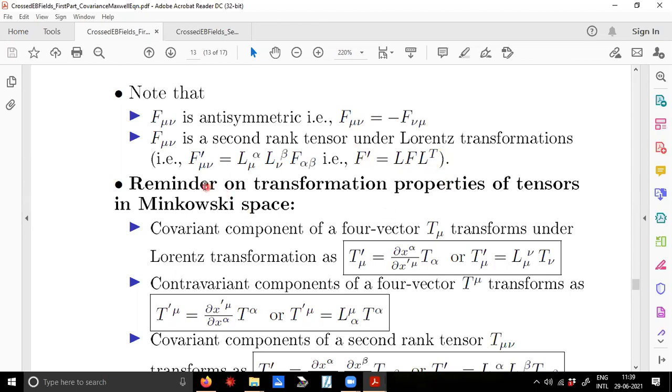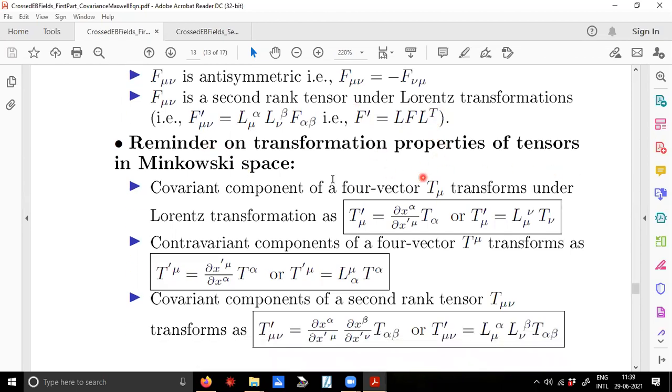So then I will say, remember, what are the transformation properties of tensors in Minkowski space? The first unit had all this. That is, what are four vectors? What are tensors? Covariant component of a four vector transforms under Lorentz transformations as T prime mu is dou x alpha by dou x prime mu T alpha. Or if I write T prime mu, it is L mu nu T nu. What is L mu nu? You have to write x as a function of x prime. Write x alpha, that is express x in terms of the x prime vector. Then you do get this.